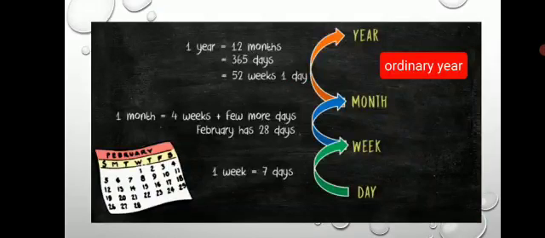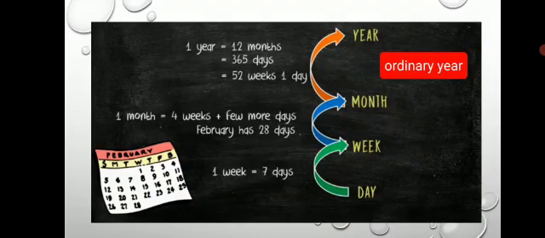Now let me tell you one more thing, children. 1 year is equal to 12 months and the total days in a year is equal to 365 days, which is also 52 weeks and 1 day. Now this was related to the ordinary year.